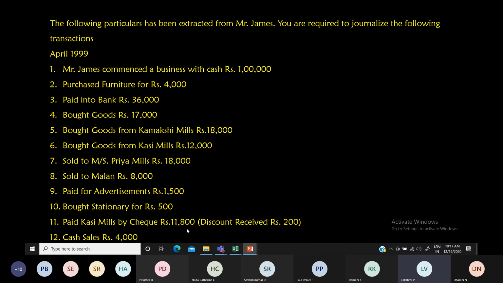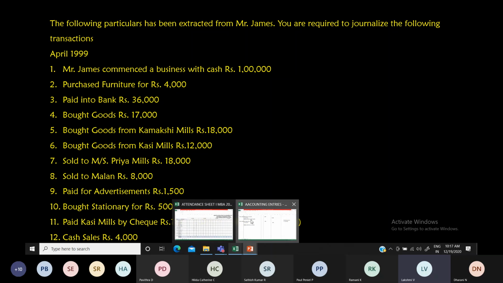That if you keep it in mind, you can easily pass the entry and find out the amount also. Okay, so they are going to close that Kasi Mills account. That's it. So when you are no longer going to carry out business with Kasi Mills, you have settled him like that. Kasi Mills 12,000 they have bought and 11,800 through check they are paying now.